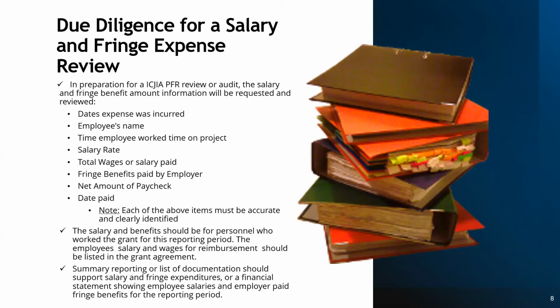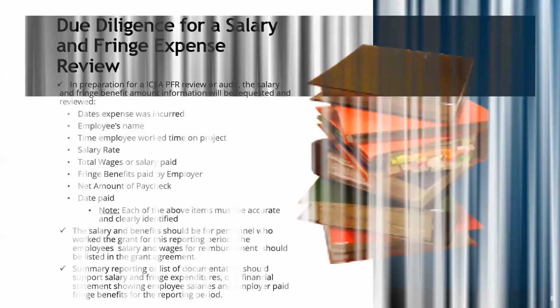Now, each of the above mentioned items must be accurate and clearly identified. The salary and benefits should be for personnel who work for the grant for the reporting period. The employee's salary and wages for reimbursement should be listed in the grant agreement. Summary reporting or a list of documentation should support salary and fringe expenditures, or a financial statement showing employee salaries and employer paid fringe benefits for the reporting period.